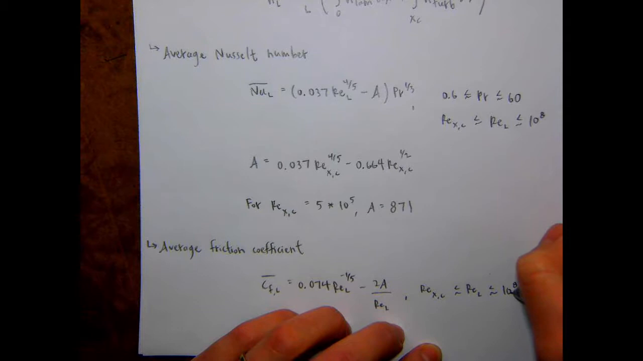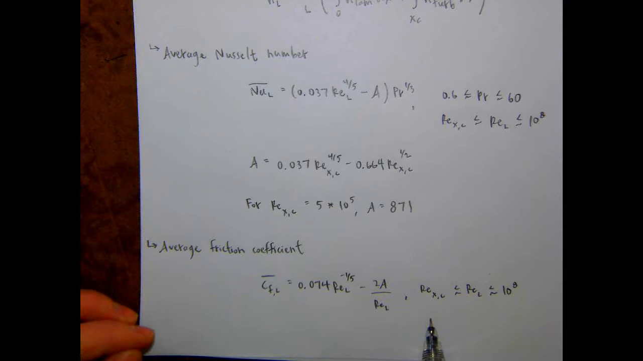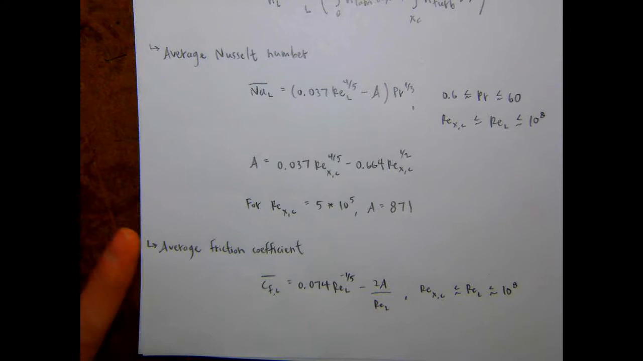So if the Reynolds number was lower than the critical Reynolds number at the end of the plate, you wouldn't have a transition to turbulence, so you wouldn't need to use this expression anyway. That's why that lower bound is there.